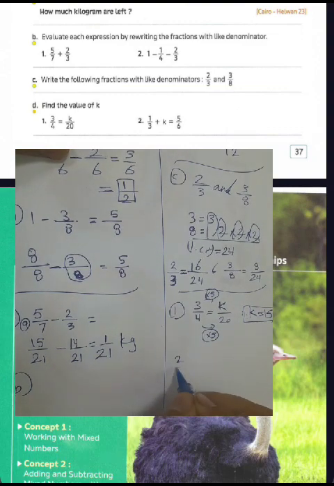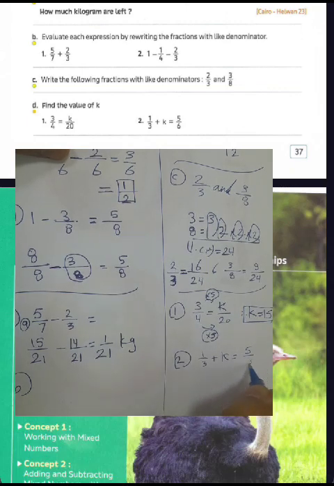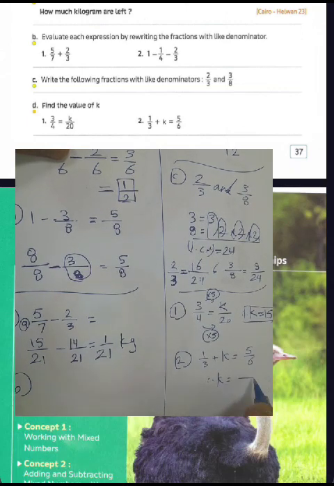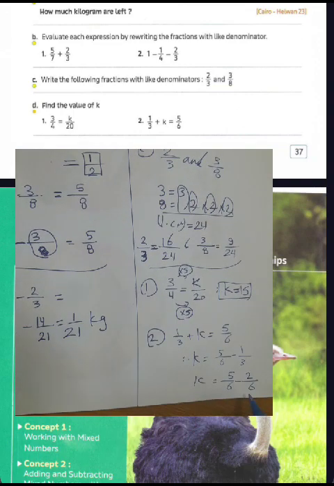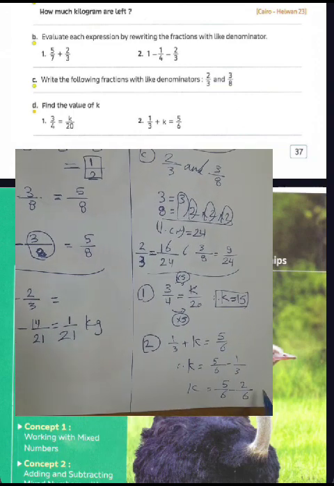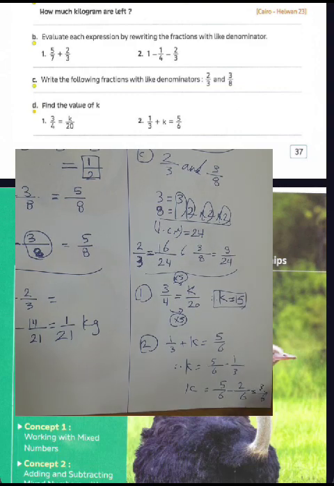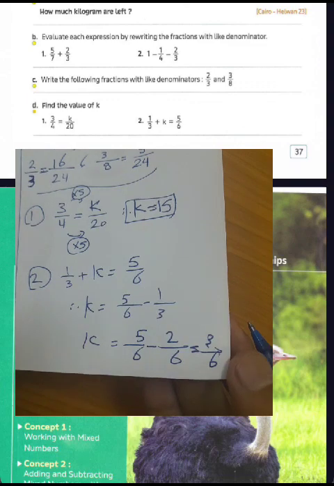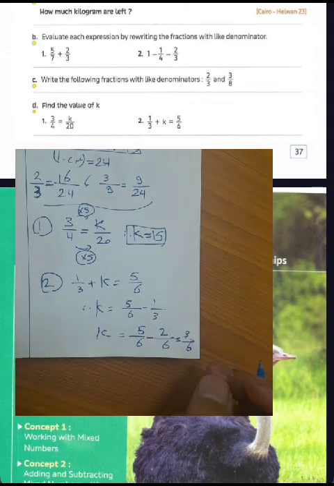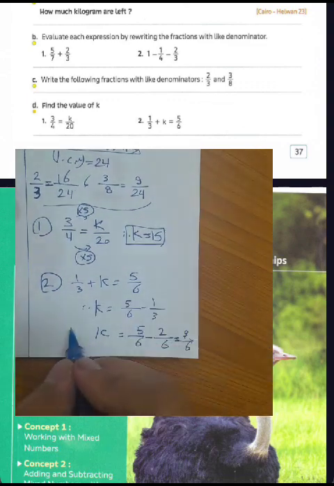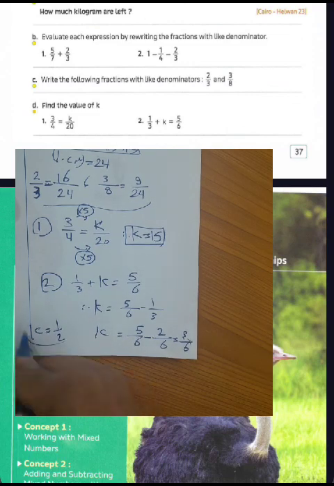Question number 2: 1 over 3 plus k equals 5 over 6. Then k equals 5 over 6 minus 1 over 3. We can write 6 in the denominator. 2 times 3 equals 6. 2 times 1 equals 2. Then the difference will be 3 over 6. 3 over 6 we can simplify by dividing the numerator and denominator by 3. It will be a half. The value of k here will be 1 over 2.